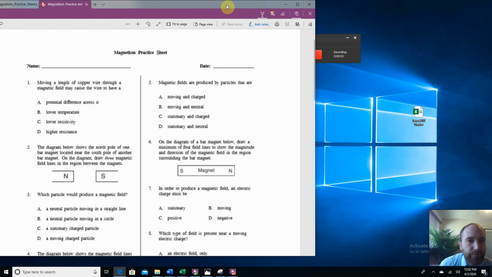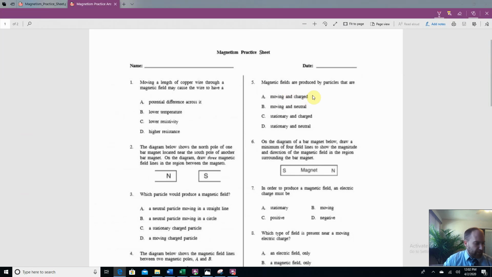Hey everyone. So what we're gonna do for this one is I'm gonna go through the answers to the magnetism practice sheet. Once you do this, you should be all set to take the quiz. So just do that. Make sure you're looking at the other file, the one that says magnetism unit quiz, and answer that one through the Google Classroom.